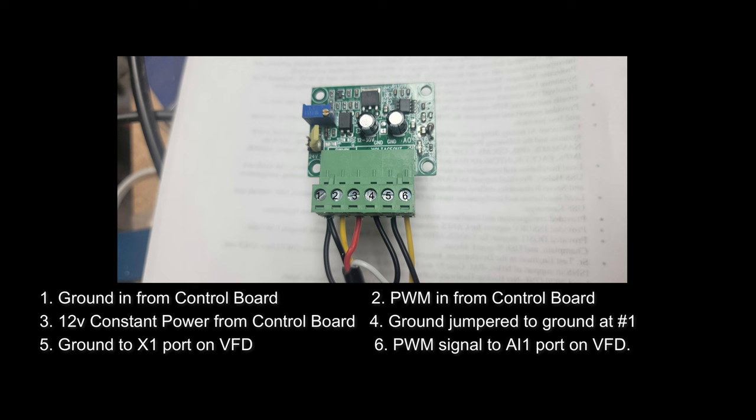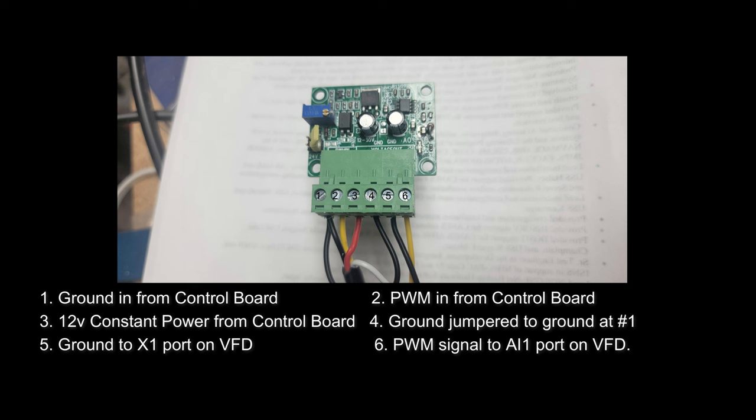The ground is connected to the first port on the left. The yellow PWM cable is connected to the second port, and the red 12-volt constant is connected to the third port from the left. Our fourth port from the left is our ground, fifth port is our outgoing ground cable, and our sixth port is our outgoing PWM signal cable.